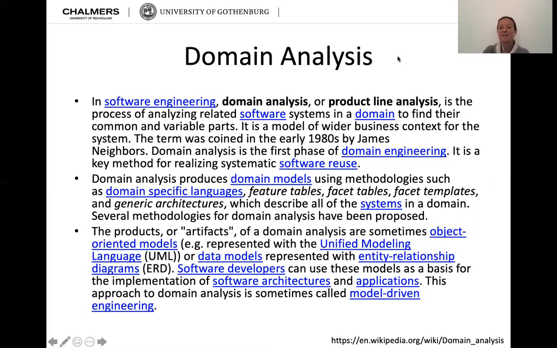For domain analysis, in software engineering, domain analysis or product line analysis is the process of analyzing related software systems in a domain to find their common and variable parts. It is a model of wider business context for the system. And the term was coined in the early 1980s by James Neighbors.